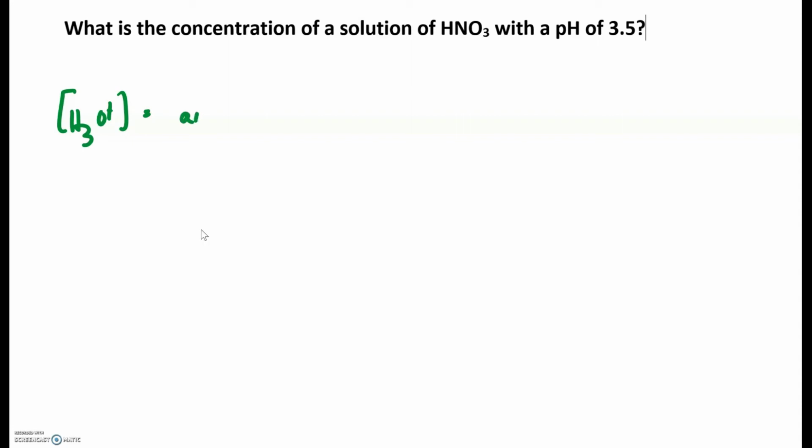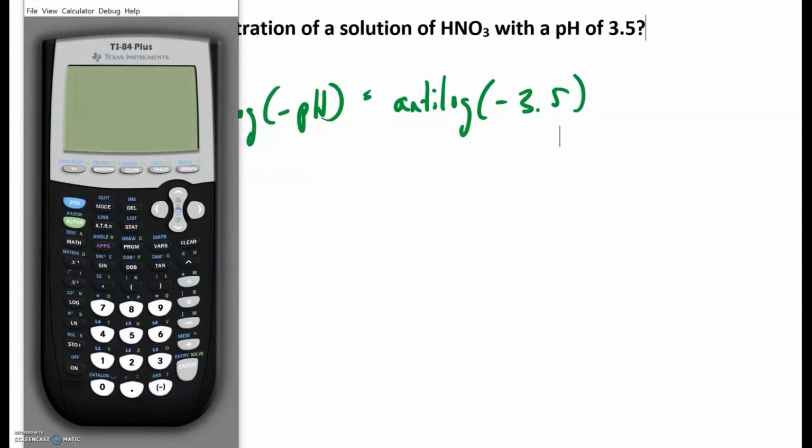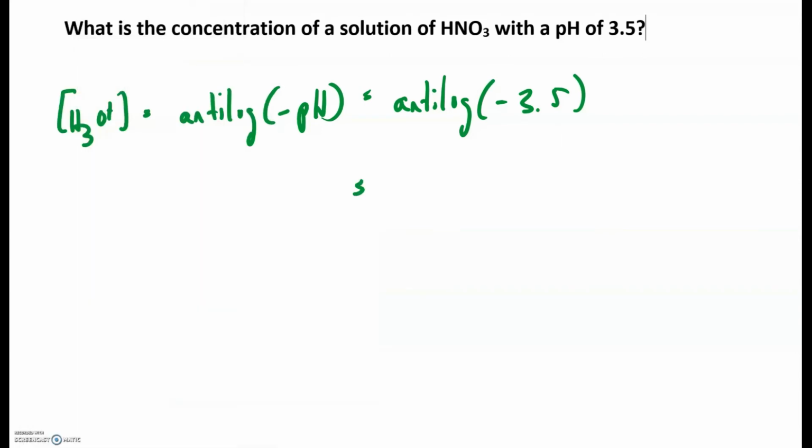So H3O plus is equal to the anti-log of negative pH. So we're going to say anti-log of negative 3.5. Let's plug this into our calculator. We get a concentration of H3O plus that is pretty similar to the last one, but that's all right: 3.16 times 10 to the negative 4, and the calculator has cheerfully put this into scientific notation for us. 3.16 times 10 to the negative 4. It's because they both added in 0.5, that's why.